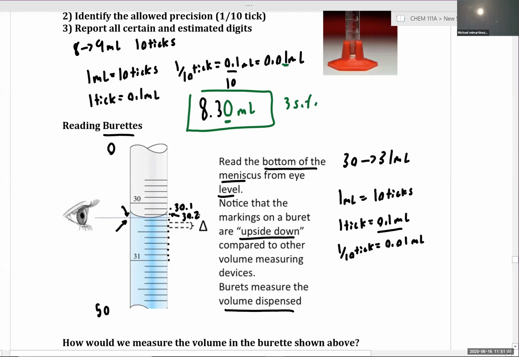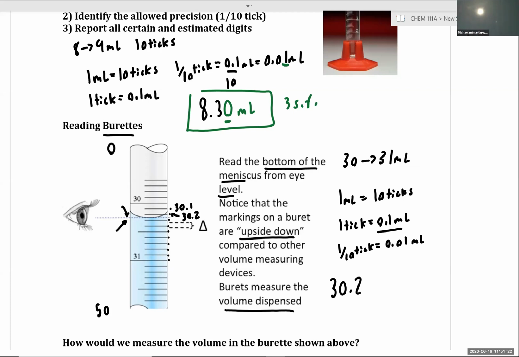A common mistake students make is they read the buret upside down, and as a result, they'd end up reporting this as 30.8 when it's really about 30.2. Okay, now these are just our certain digits. Would someone like to volunteer an estimated digit?